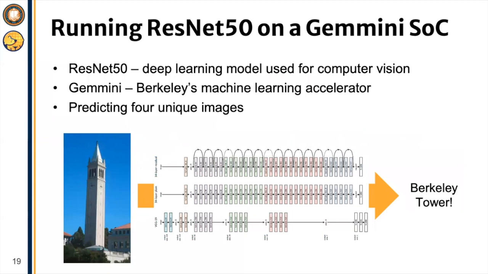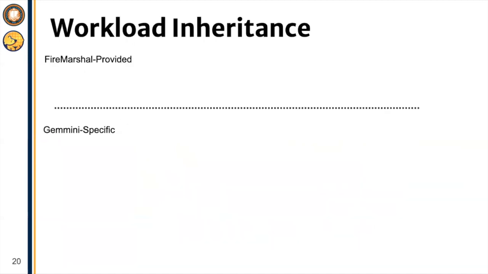And if you're not already aware of what ResNet 50 is, it's basically a deep learning model that's used for computer vision. I get an input image, in this case, Berkeley's wonderful tower, that I'm forgetting the name of off the top of my head, so it's not that wonderful. And then the Berkeley tower comes out here, the label coming out of the other end. And then Gemmini is our machine learning accelerator. You can think of it as accelerating matmul. So predicting images here. So let's actually look at what the workloads are.